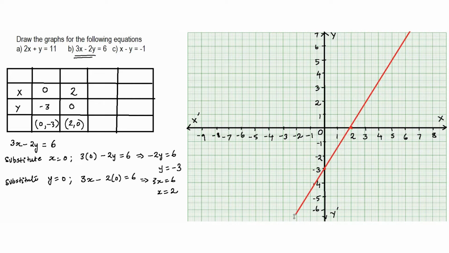The line should extend on both sides because a line always extends till infinity, right? And this is the line that we have got so far. Now let us find 2 more points just to be sure about what we have done. Now I can substitute, say, x equals 4. So let us now substitute some other value of x.